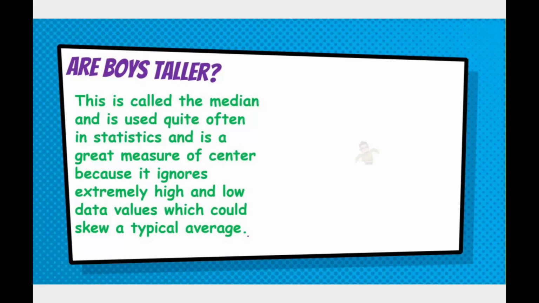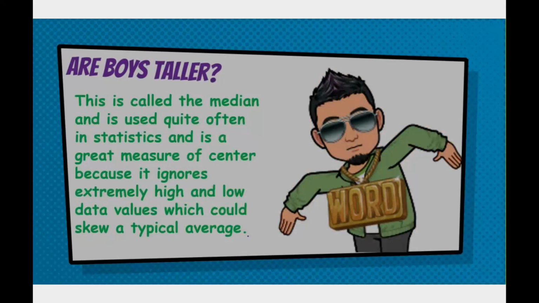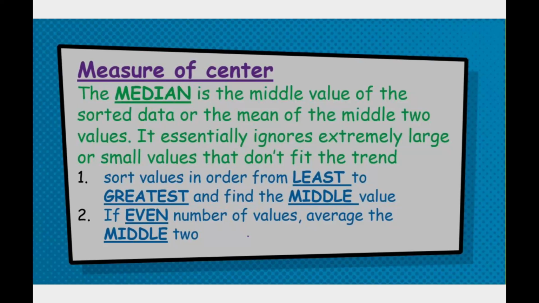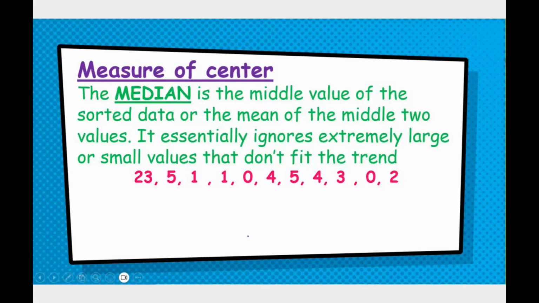So this is called the median and is used quite often in statistics and is a great measure of center because it ignores extremely high and low data values, which could skew a typical average. So the median is the middle value when we sort everything, and it ignores extremely large values, like I said. The way we do this by hand, we're going to do this in spreadsheets, but by hand we put them all in order.